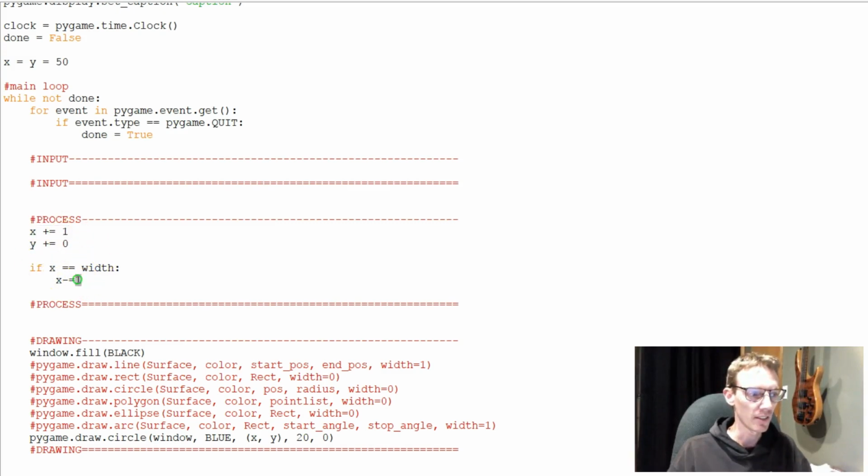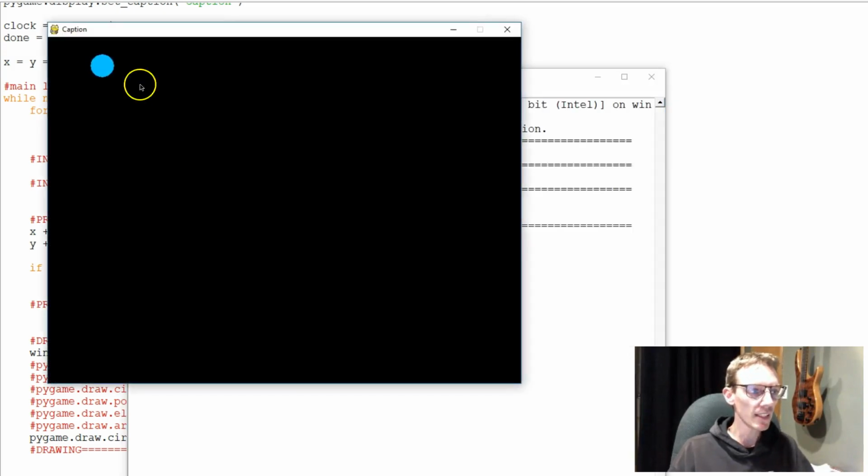So I could put subtract 2, and if I were to put that, then all it's going to do is jump back 2 pixels instead of 1. So the only time that we're going to be subtracting from x is actually when this has gotten to the side of the screen. So you can see it's kind of bouncing a little bit now.